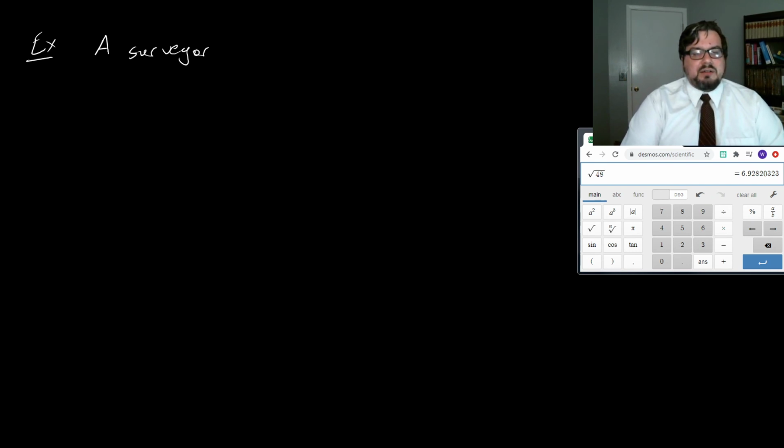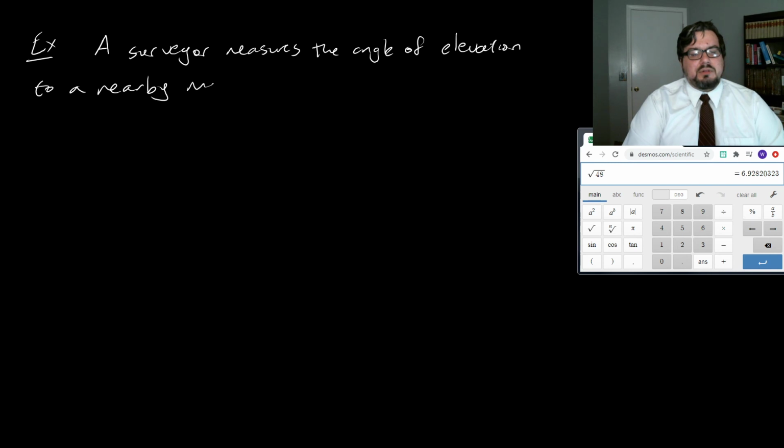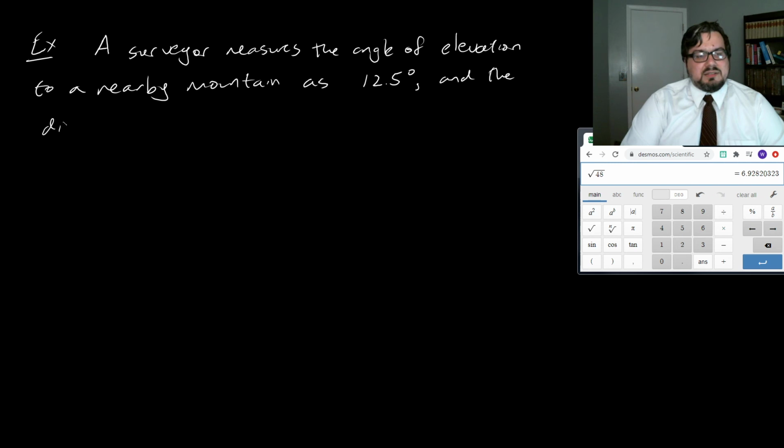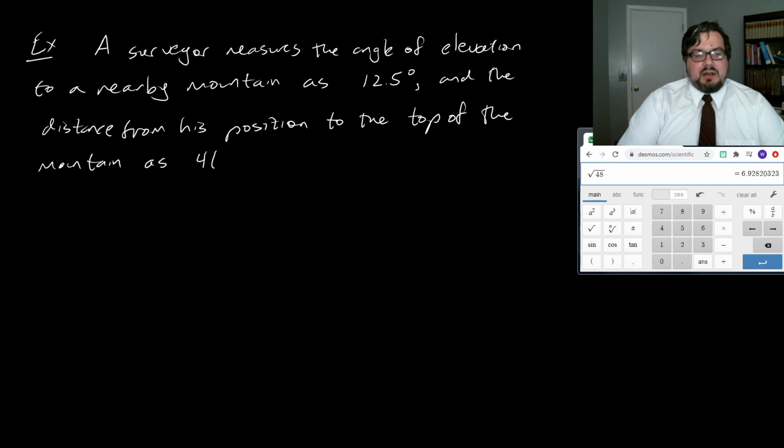So let's say a surveyor measures the angle of elevation to a nearby mountain as 12.5 degrees, and the distance from his position to the top of the mountain as 46,000 feet. How tall is the mountain?